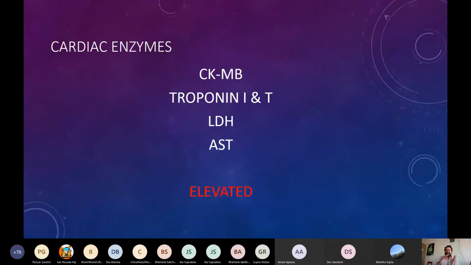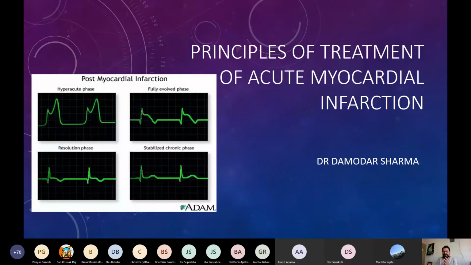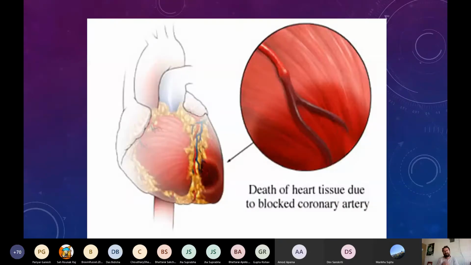So this is the classic picture I wanted to show you of what happens in MI. Okay, so we'll go to the proper topic now: principles and treatment of acute myocardial infarction. I've discussed this several times. You can see this portion here. The artery is occluded over here, and this darker red side is the affected site. The darker red is the site where it is starting to necrotize.